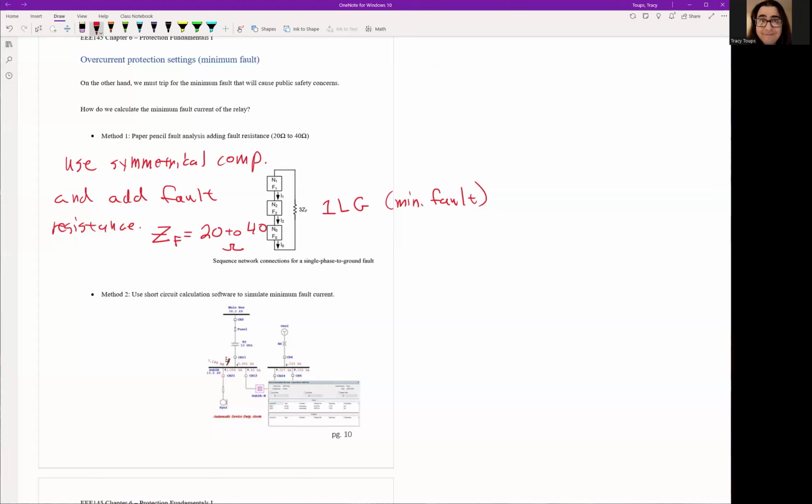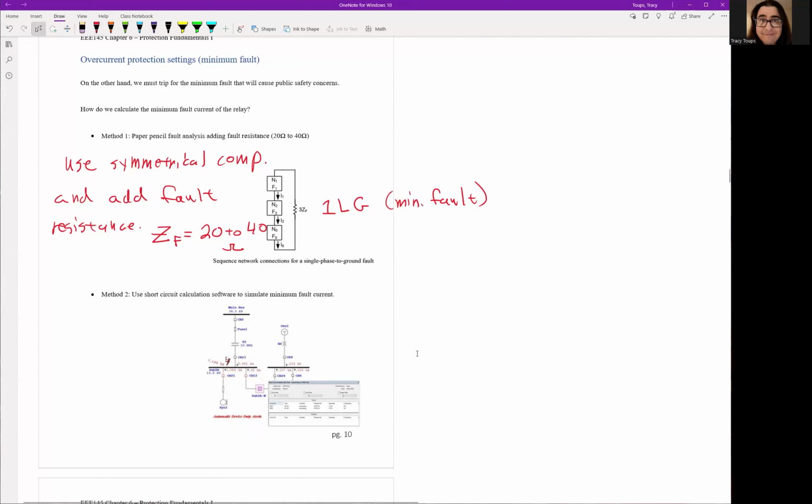So again, for minimal fault current, we have to think about at what point we have the highest impedance during the fault, and that's our minimum fault level. It's impossible to go out there and look at the impedance of a tree branch when it drops. You don't have time to go out there and do it. So as an industry, we typically say add somewhere between 20 to 40 ohms of fault resistance to your circuit. That's going to be your minimum level.